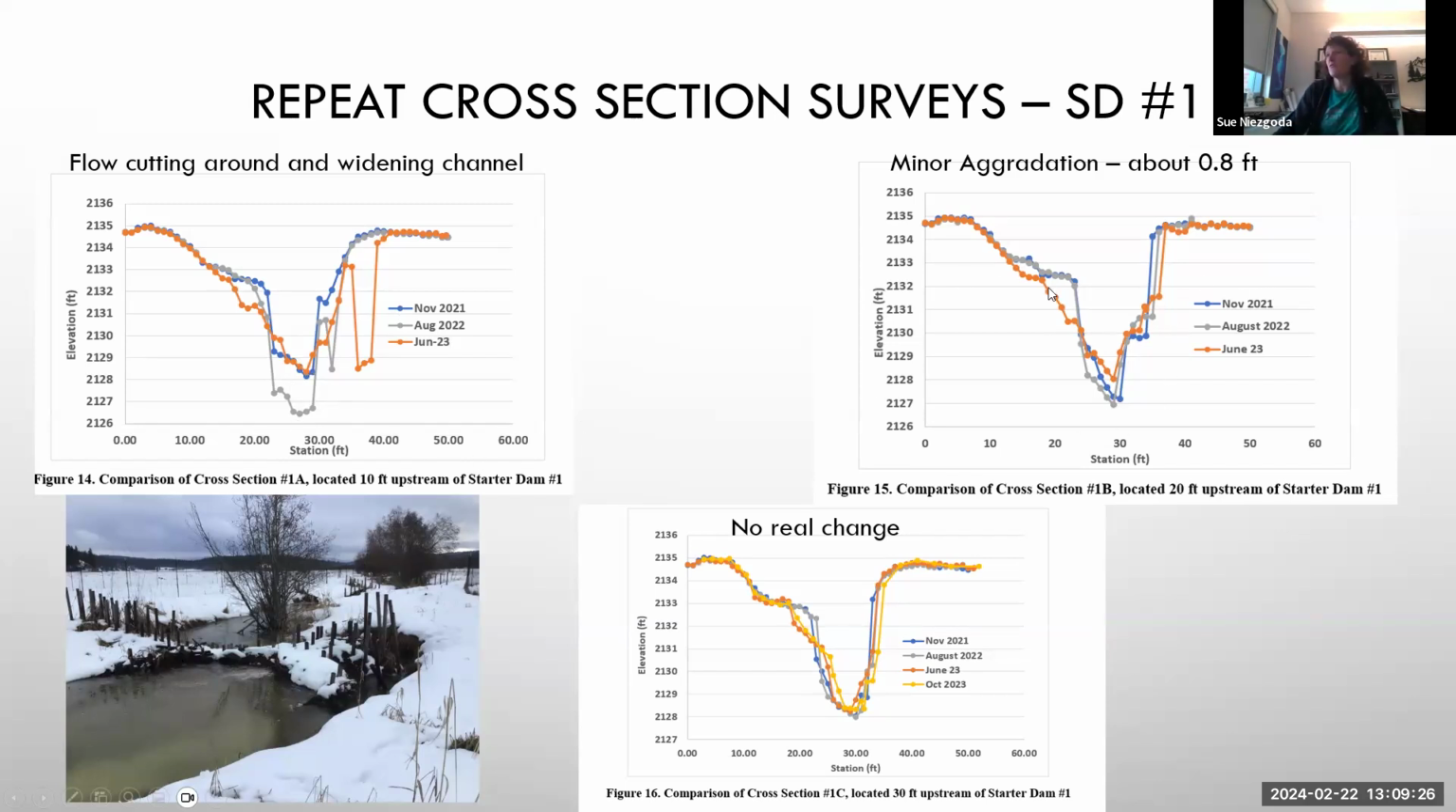If we move 10 feet further up, we're still getting some sediment aggradation upstream of that starter dam in the channel bed here. And then 30 feet upstream of this, the channel hasn't changed very much. So the influence of this starter dam really extends about 20 feet upstream or so, but also because the flow has kicked around it, it isn't really acting as a true beaver dam that's creating a big pond, right?